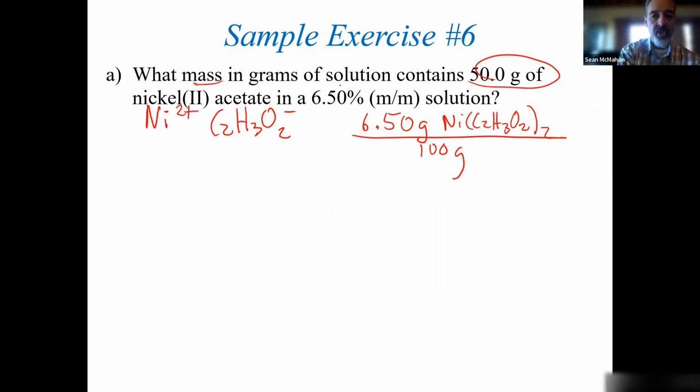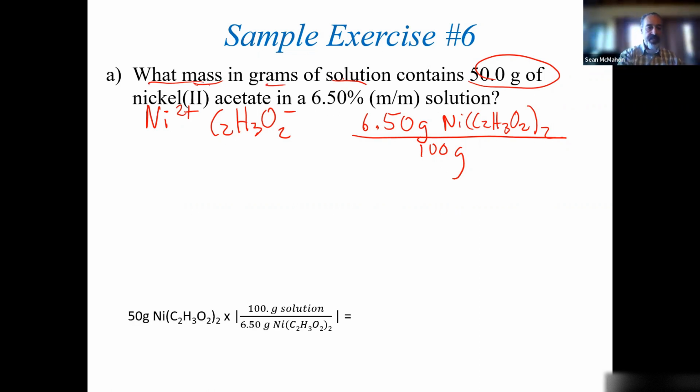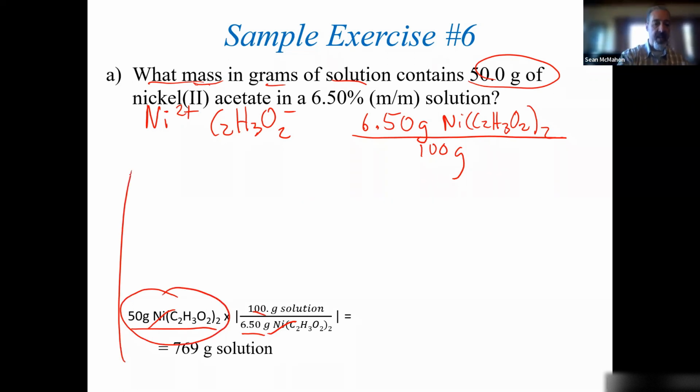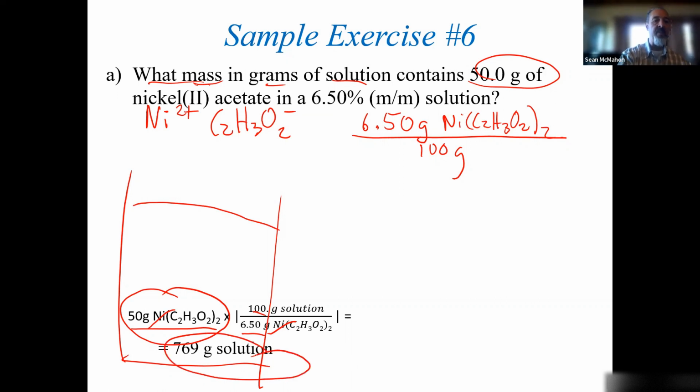So how much solution, what mass in grams of solution do I need? Well, I need 50 grams of nickel(II) acetate, and there's 6.5 grams of nickel(II) acetate per 100 grams of solution. This cancels. 50 times 100 divided by 6.5. I need 769 grams of solution. So basically, I would weigh out 50 grams of the nickel(II) acetate, and then I would put it on a scale and add enough water to bring it to 769 grams, and then dissolve it.